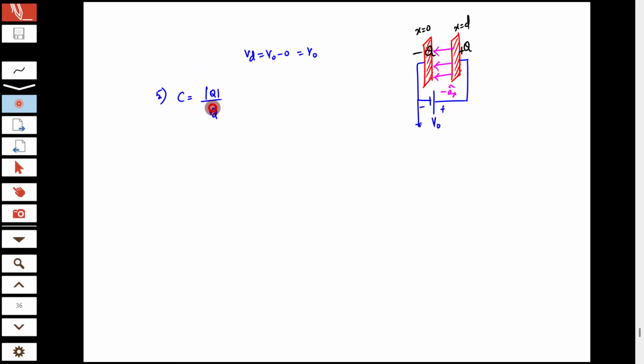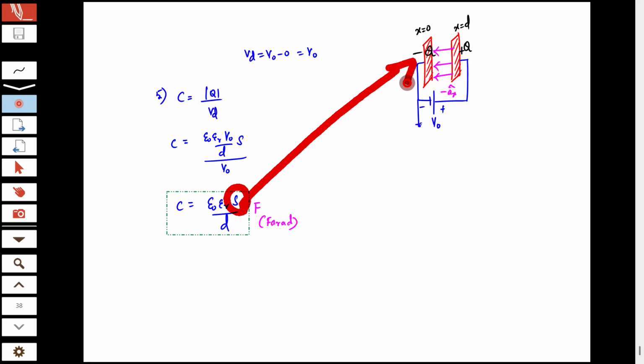The numerator term is just evaluated, which is charge stored in either of the plates. We can take the magnitude of the charge, because one is charged to negative means the same magnitude will be there for the other positive plate as well. So we can take the magnitude of the charge stored divided by this V difference, which will give the capacitance of the parallel plate capacitor. In this case, for parallel plate capacitor, capacitance is found to be epsilon naught epsilon r into S by d, where this S is the area of this rectangular plate and d is the distance of separation between the two plates. And the unit of capacitance is farads.